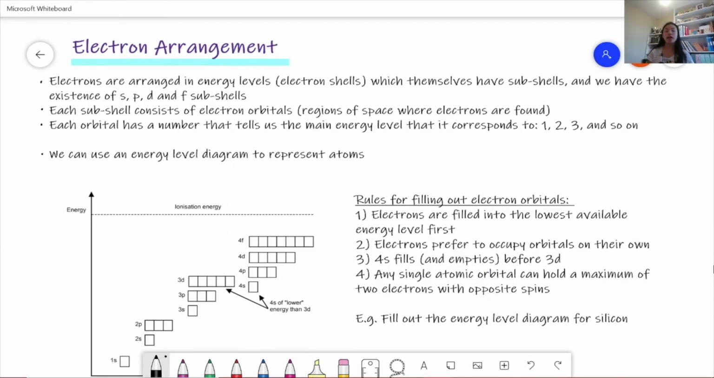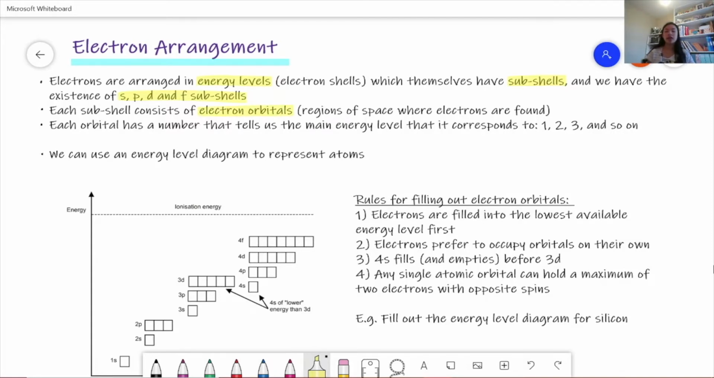So now we're going to talk about electron arrangement. Electrons are arranged in energy levels or electron shells, which we've seen before at GCSE. These energy levels actually have subshells, and we have the existence of s, p, d, and f subshells. Each one of these subshells then consists of electron orbitals, and orbitals are just regions of space where electrons are likely to be found.